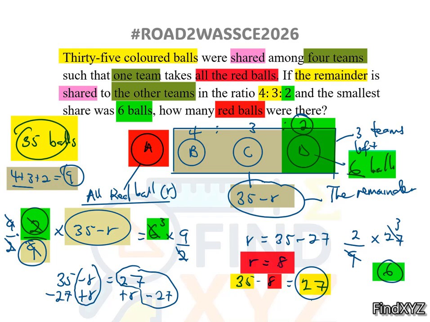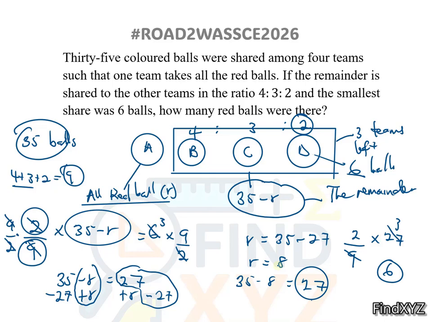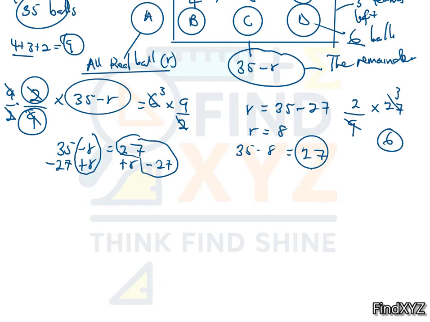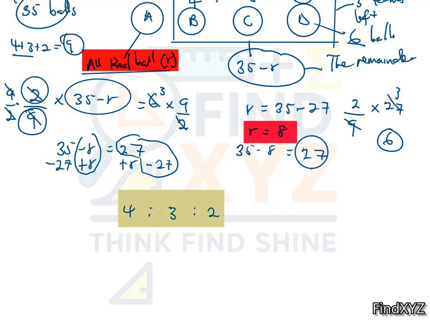Is there any other way that we can solve this? Yes, there's another way. So watch this. We know that there were 35 balls and R number of balls, or red number of balls, was taken, and we were left with 4:3:2 to be shared among 3 teams. However, we know that this part had 6 of the balls. Now this ratio is 2. So if 2 is getting 6 balls, what will one part get? So if a ratio of 2 parts is getting 6 balls, one part will get how many balls?